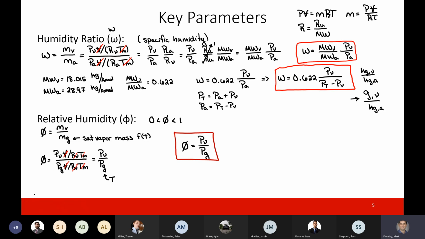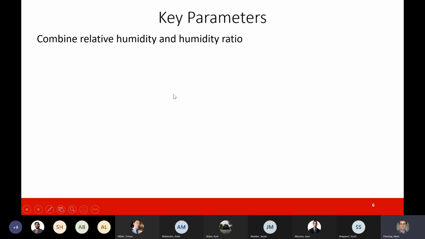Now, why was it important to keep these straight? Yes, they're both mass ratios. One of them is comparing the mass of the vapor to the mass of the air. The other one is comparing the mass of the vapor to the maximum amount of vapor that can be at that state. That is the key difference in these results. Now, in terms of being able to combine these, these two are probably the most important relationships that we're going to be using for the next 2 weeks, and so we're going to want to be able to move between them.